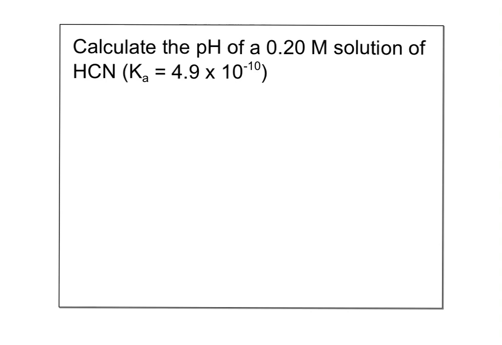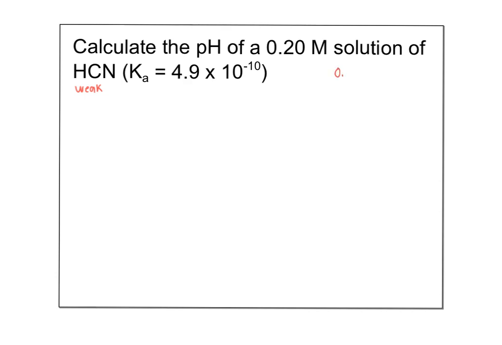So here's a typical problem. Find the pH of a 0.2 molar solution of HCN, and they give me the Ka value. HCN is a weak acid. How do I know? There are 2 clues. 1, they gave me a Ka value. 2, it is not on my list of strong acids. So that list that we gave you earlier this unit of strong acids, if it's not on that list, you're going to assume it's weak. So any weird acid names, you assume it's weak because it's not on that list.